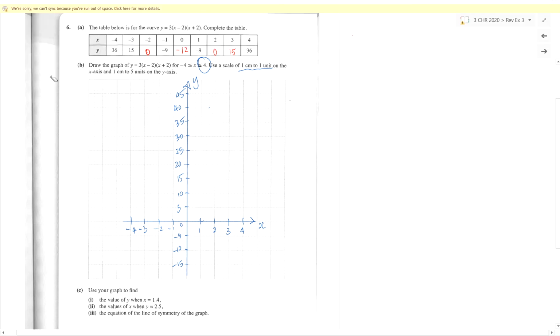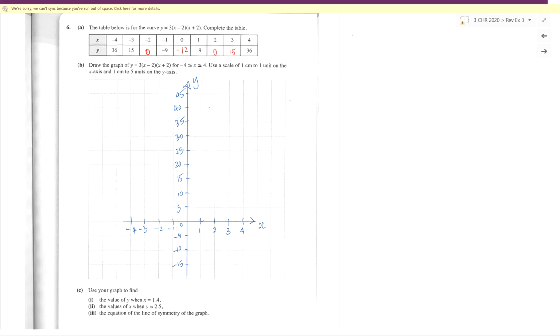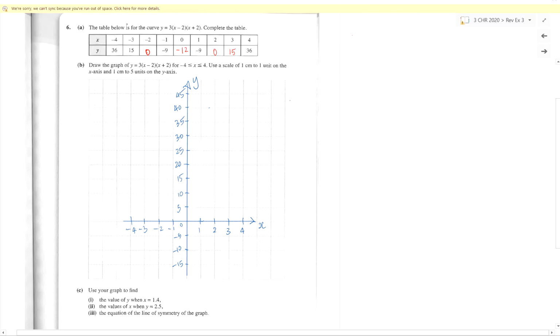Okay, now that we have this, we are ready to plot the points. Remember, the X and Y values have to go in a pair. So let us start with the first set of coordinates. Block -4, level 36.